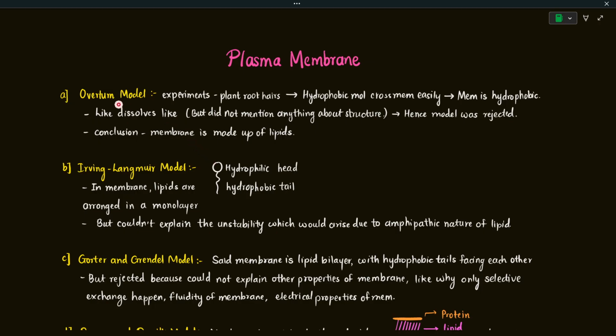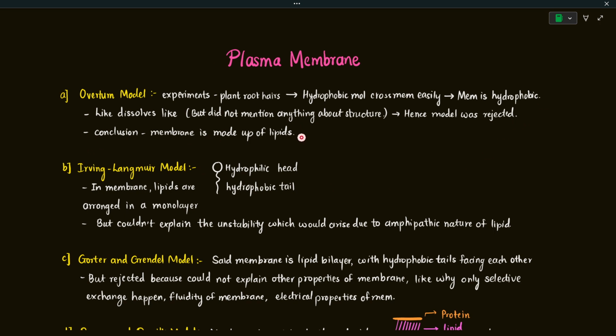So I've listed down the different models here and we'll be going through them one by one. The very first model I'll be discussing is the Overton model. In this model, the experiments by researchers were done on plant root hairs. They observed that hydrophobic molecules can cross the plasma membrane easily. On the basis of the idea that like dissolves like, meaning polar molecules can interact with polar molecules and non-polar molecules can interact with non-polar molecules, they concluded that whatever the plasma membrane is made up of should be hydrophobic.